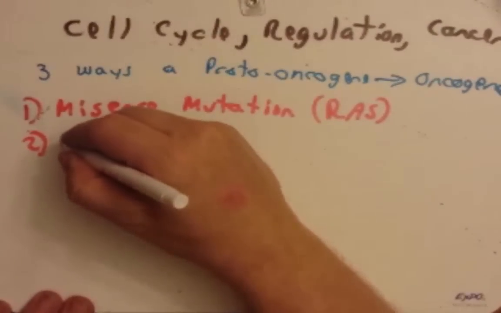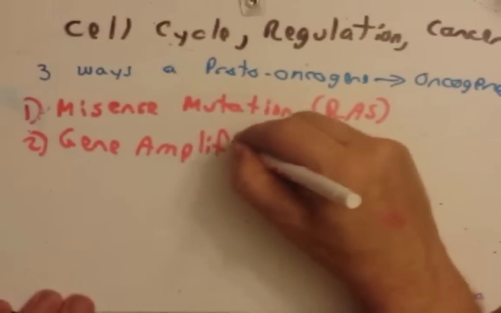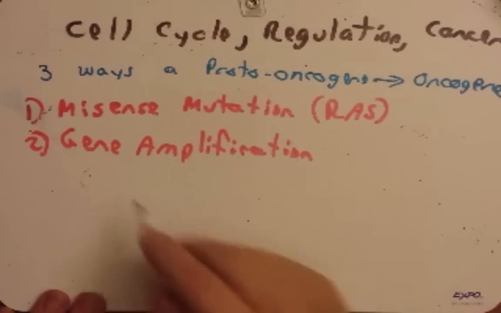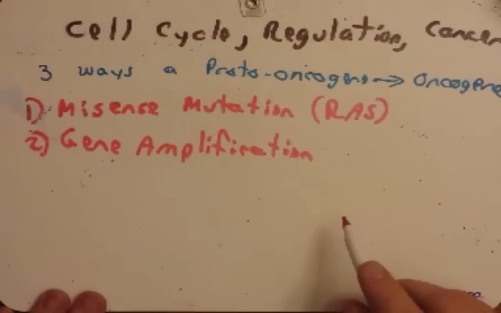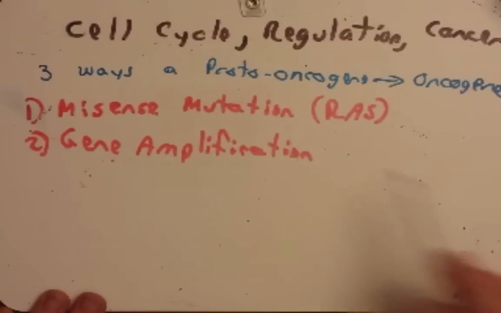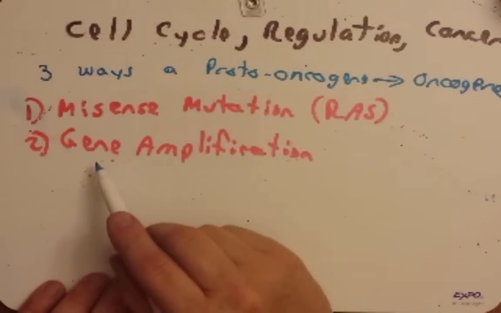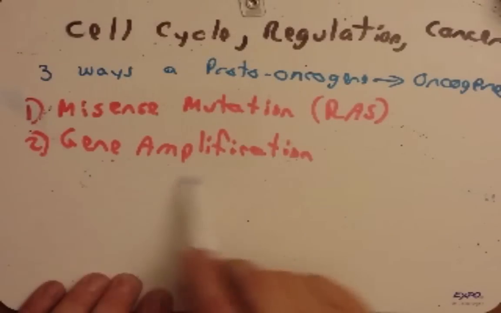Another way is by gene amplification. So how does gene amplification work? Well, if you have one gene that's a proto-oncogene doing its job, regulating the cell cycle, but if you amplify that by generating more than one copy of that gene, now you're increasing the total amount of proto-oncogenes being produced. And now you will have an oncogene. So gene amplification is when you have more than one copy of a proto-oncogene. And that extra copy can drive the cell cycle forward.